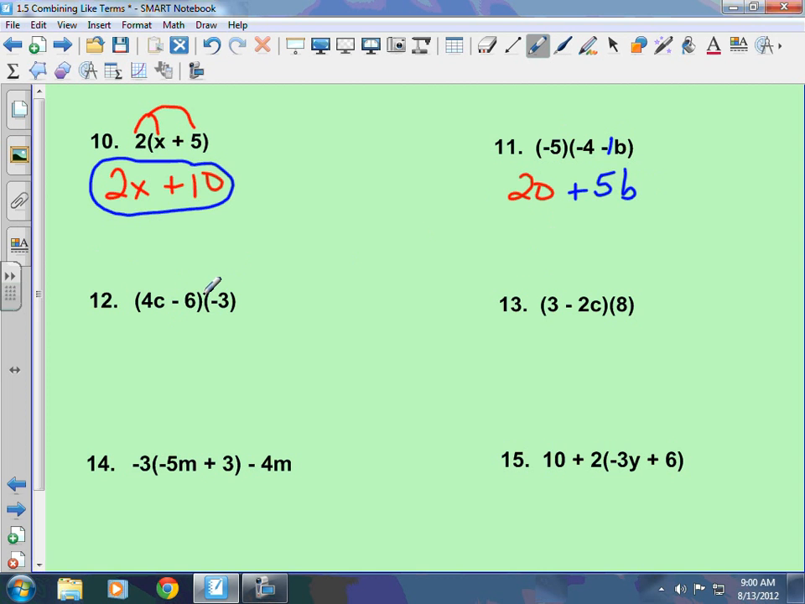Number 12, what's my distributor? Well, it's the negative 3. I do not see a sign in between the negative 3 and my parentheses, because it's in parentheses. And we know when you have two parentheses together, that means multiplication. So it's negative 3 times negative 6, negative 3 times 4c. Negative 3 times 4 is negative 12c. Negative 3 times negative 6 is positive 18. You cannot combine these numbers, so that's your answer.